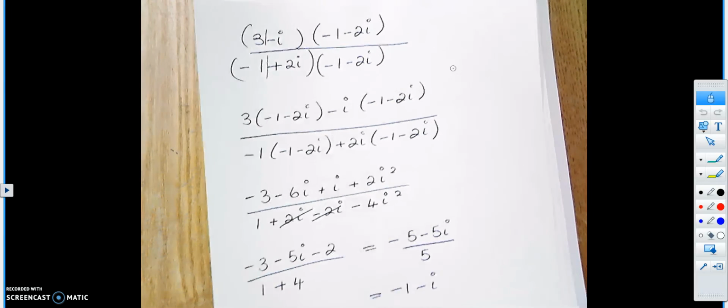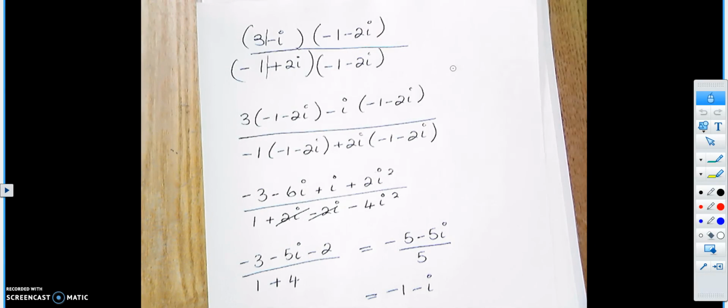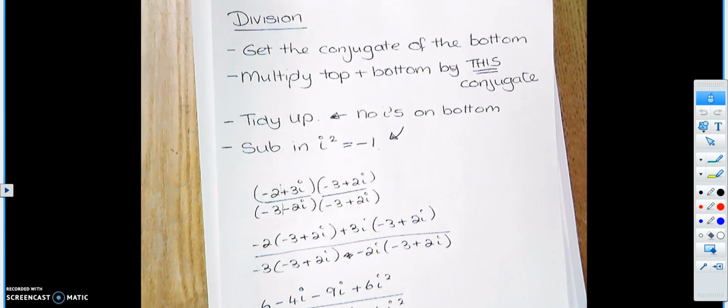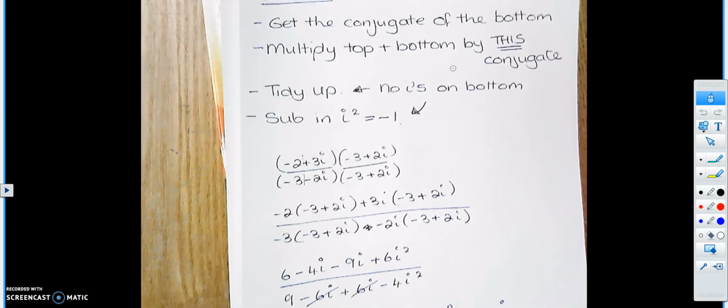So again, for complex numbers, you need to know how to add and subtract, multiply, divide, and get the conjugate and get the modulus.